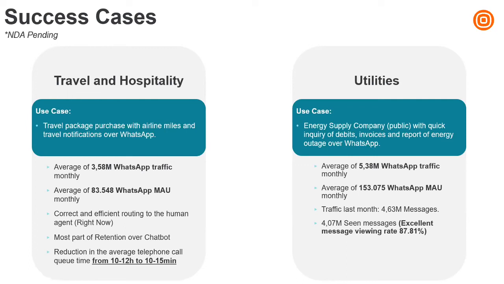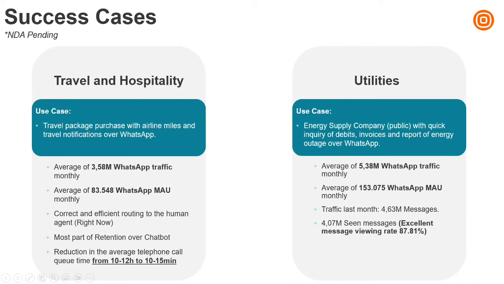We can see some numbers here. The average of the last 6 months is more than 3 million WhatsApp traffic messages, and an average of 8,300,000 monthly active users on WhatsApp. With ODA and a good chatbot creation, they could have correct and efficient routing to the human agent with Oracle.